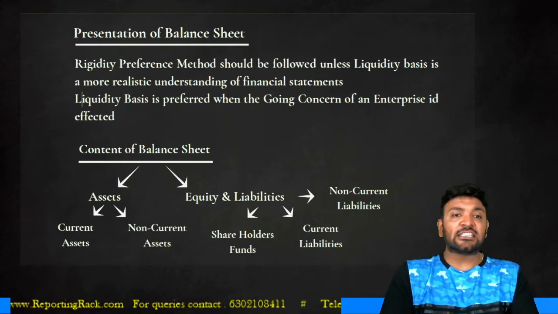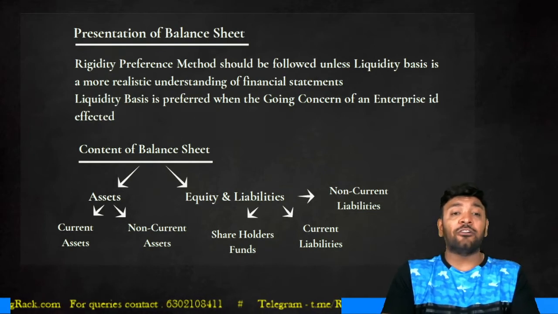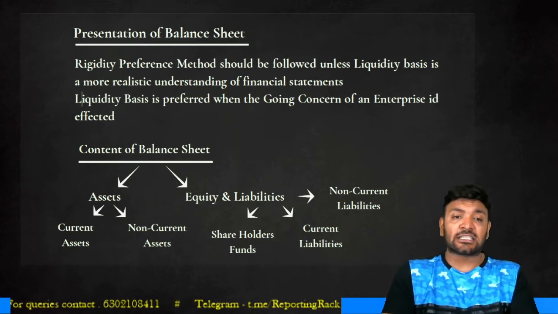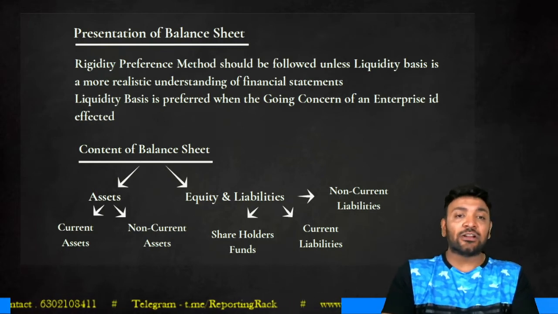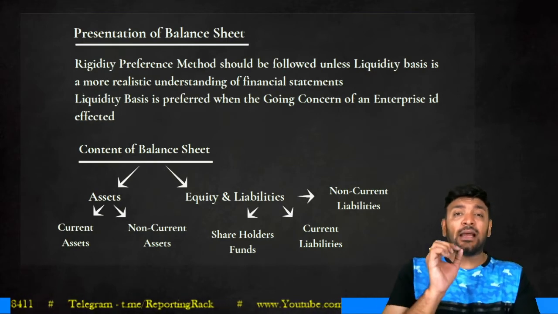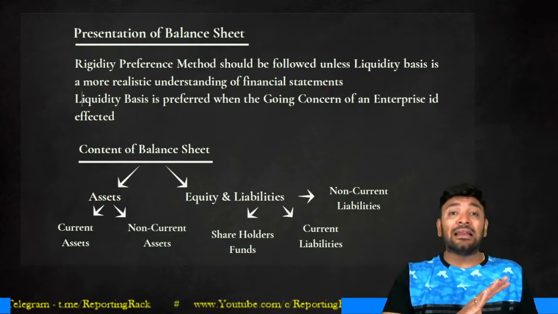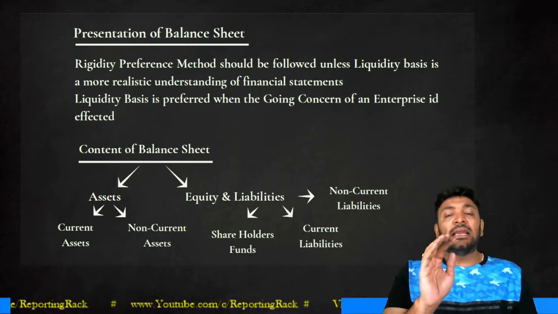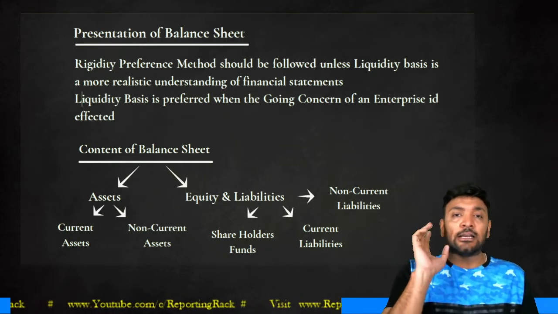In presentation of financial statements, firstly, you need to follow an order of rigidity, unless liquidity is a more realistic understanding of financial statements. What is the order of rigidity or rigidity preference method? A rigidity preference method always indicates that the most rigid asset or most illiquid asset should be presented first. What do you mean by liquid or illiquid? Liquid assets are those which can be easily converted into cash. Illiquid assets are exactly the opposite, where it takes a substantial period to get converted into cash.